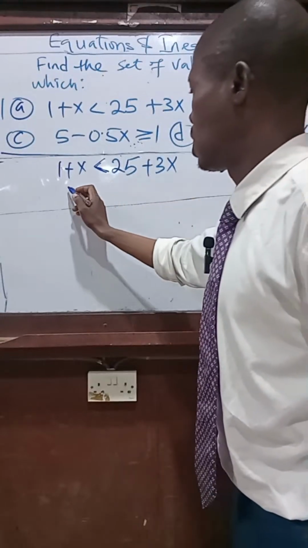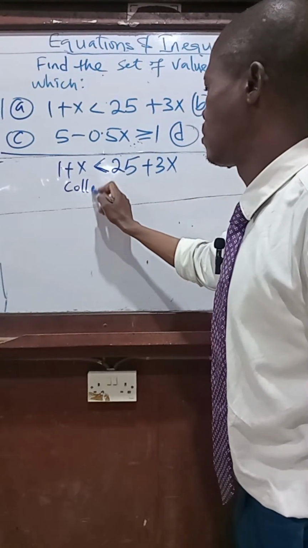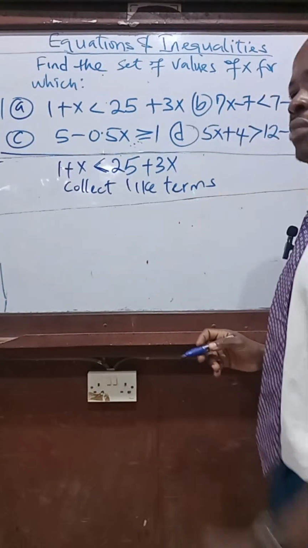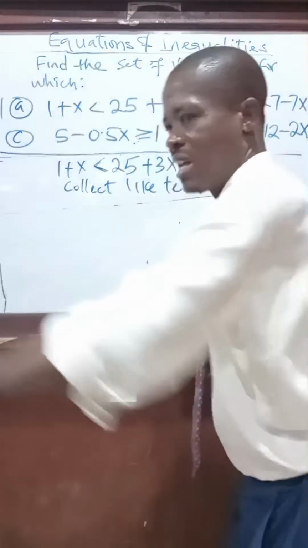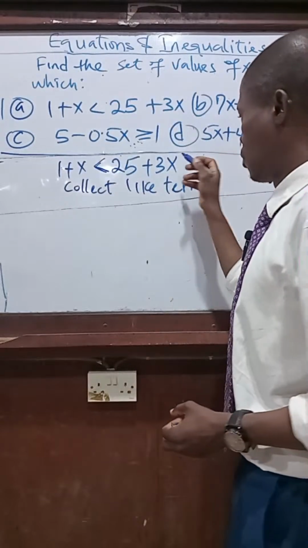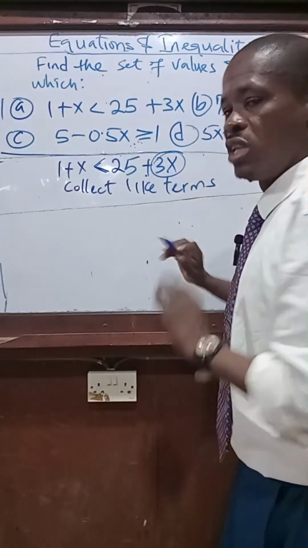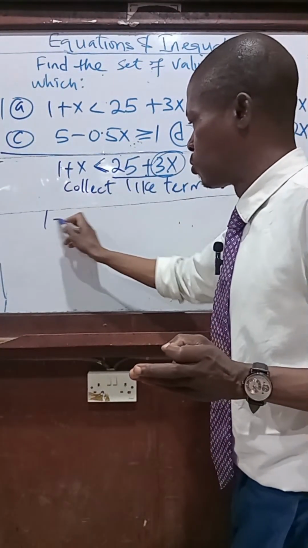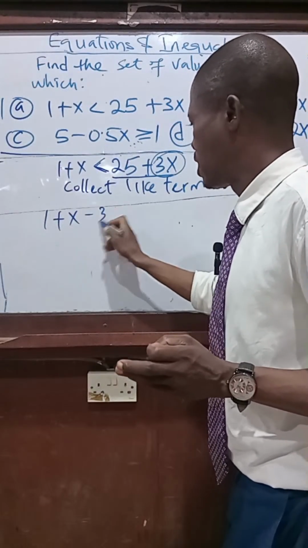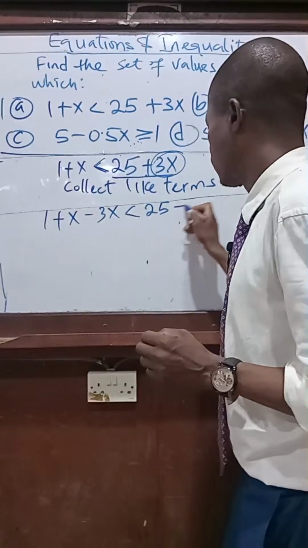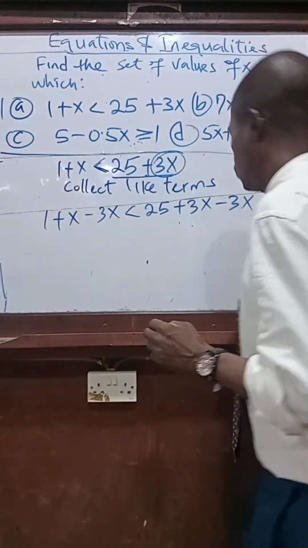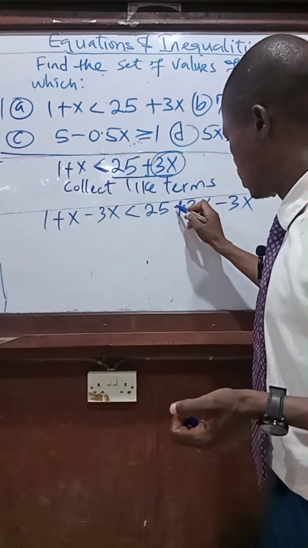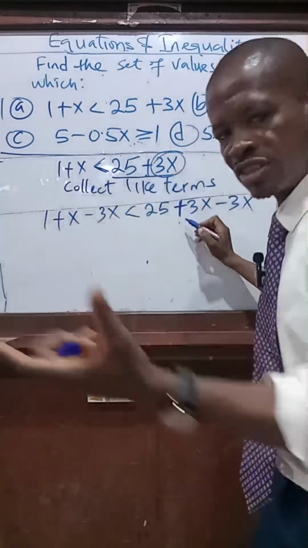Two is to collect like terms. I want to bring the x to the left side, and the numbers to the other side. So I don't want this 3x here. I want this plus 3x to leave this side, and that will make me to what? To add minus 3x to both sides. If it's plus you have here, that means you are adding minus 3x to both sides.